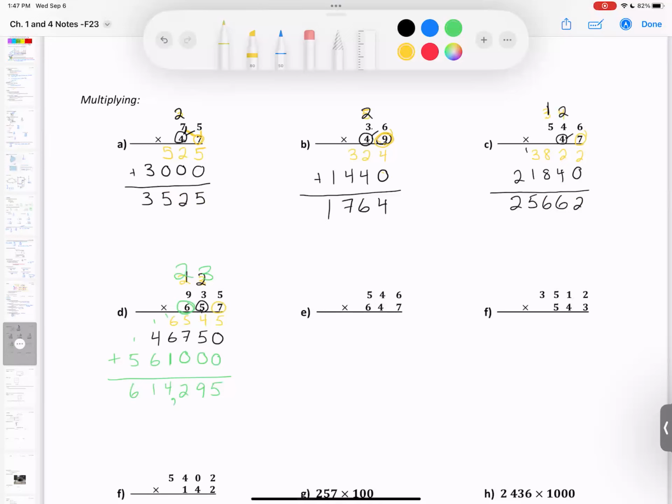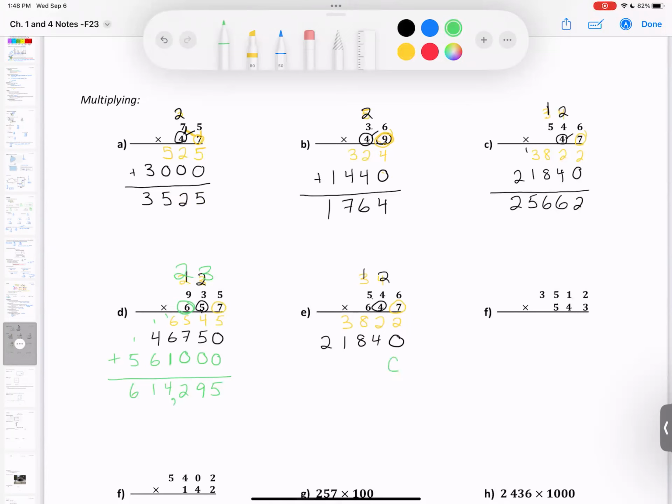Okay, next one. Again, we're going to start concentrating on the ones. So 7 times 6 gives us 42. Carry that 4. 7 times 4 is 28. Oh, this is very similar to one we've done. Okay, 7 times 4 is 28, plus another 4 gives us 32. 7 times 5 is 35, plus 3 is 38. Now we're going to move into the tens. We're going to add that 0. 4 times 6 gives us 24, carry the 2. 4 times 4 is 16, plus 2 gives us 18. 4 times 5 is 20, plus 1 gives us 21.